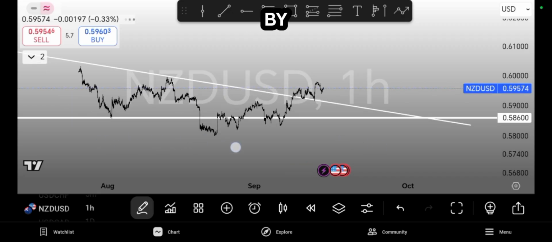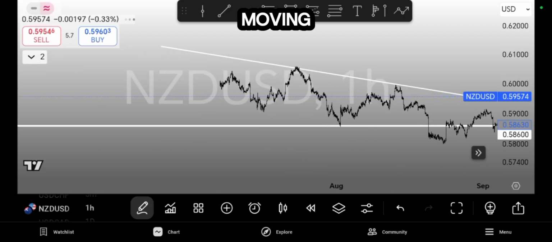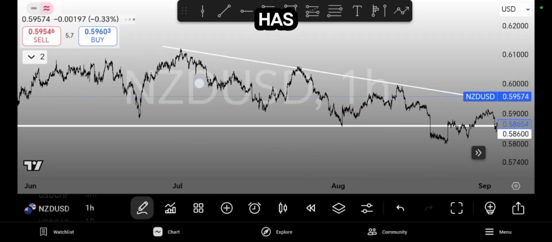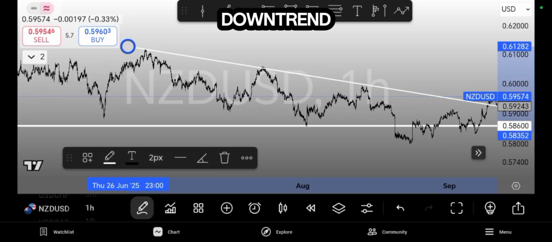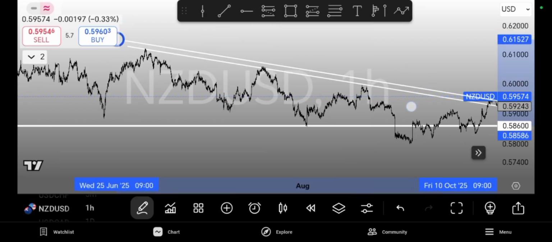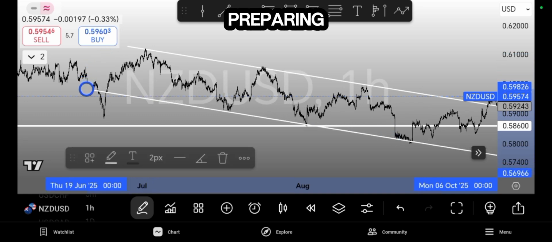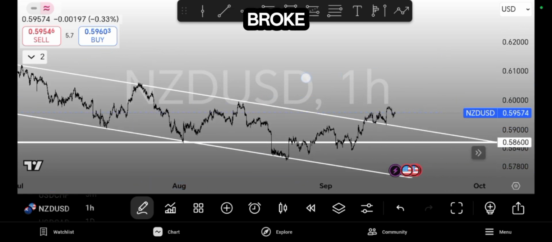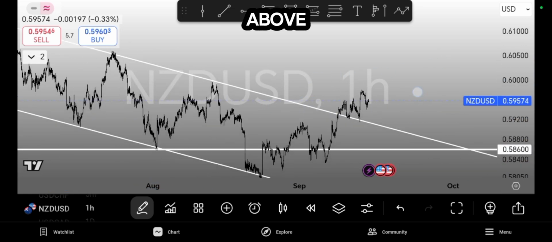This is what I mean by that. The market has been moving downwards. It has been in a downtrend for quite some time. So right now, it's preparing to push up. It has broken above the trend line. So what we are looking for right now is for the market to push straight up.